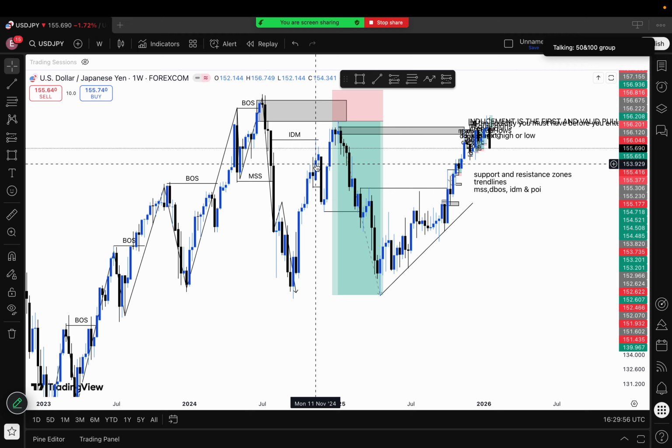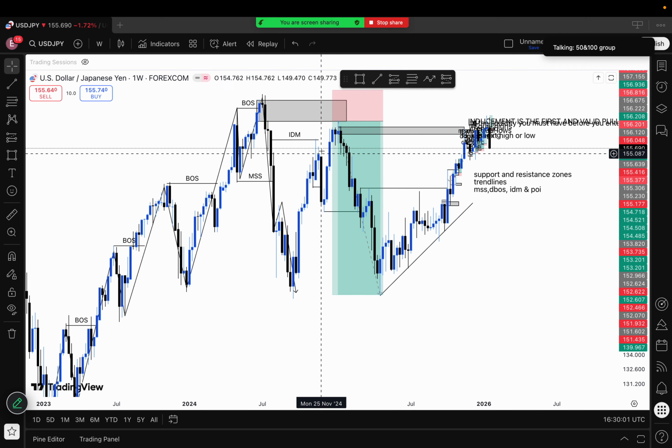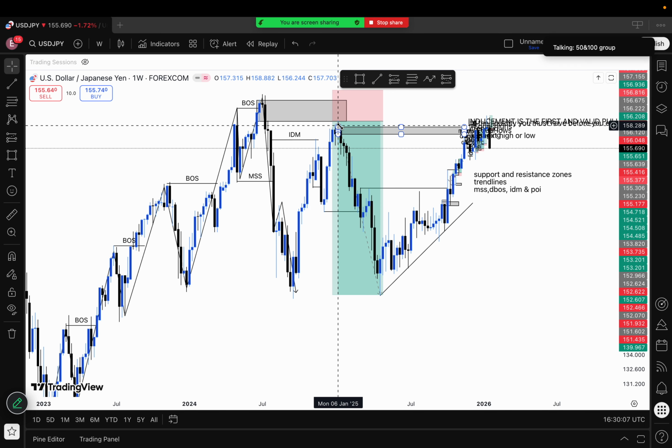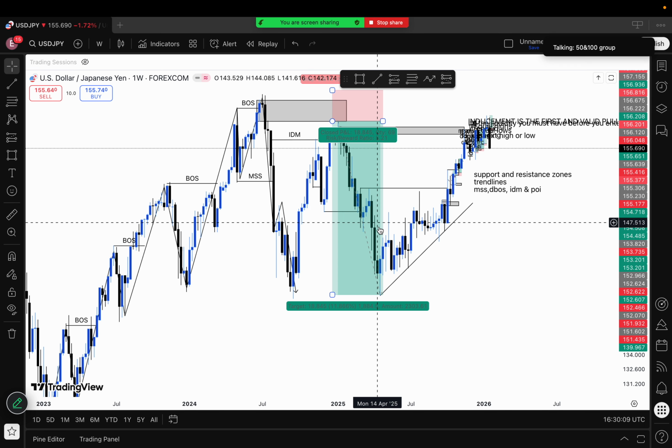Why am I looking for market structure shift? Because I'm trading in reversals. It was buying and I want to sell the market. I want to reverse the trend, so I'll look for market structure shift on a shorter time frame. When I find it, I'll keep selling.